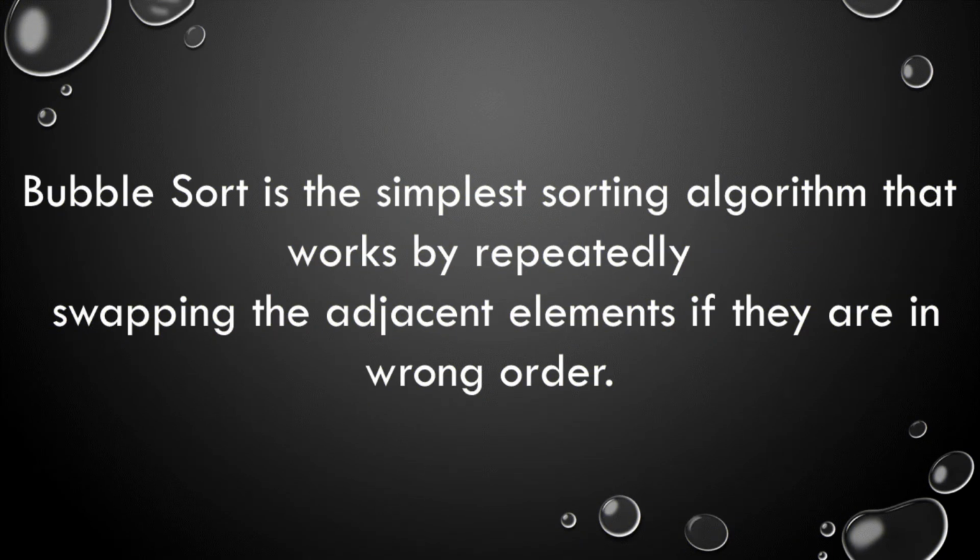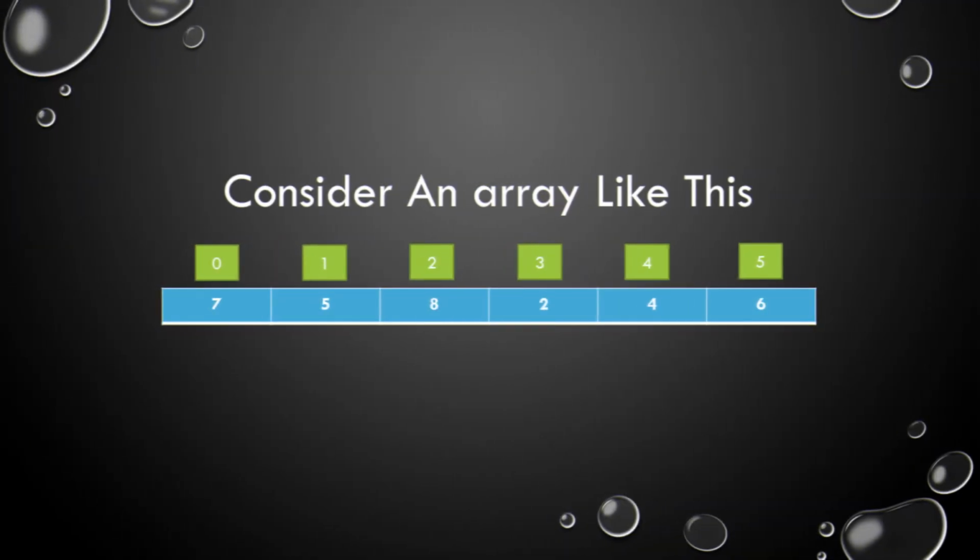Bubble sort is the simplest sorting algorithm that works by repeatedly swapping the adjacent elements if they are placed in a wrong order. Consider an array like this. Now, our task is to sort the given array using bubble sort.